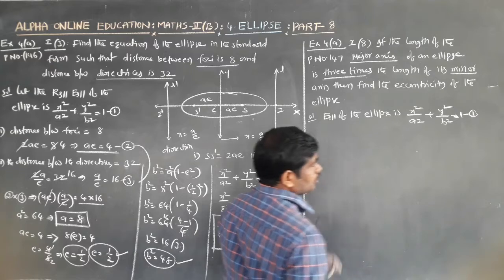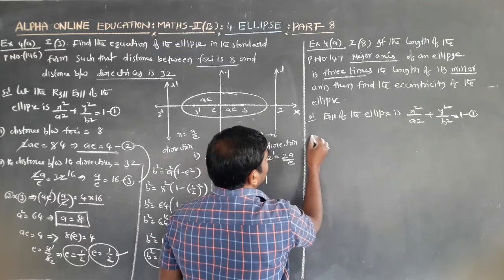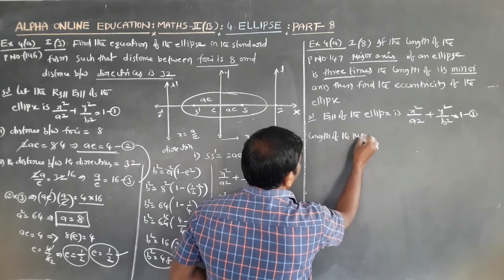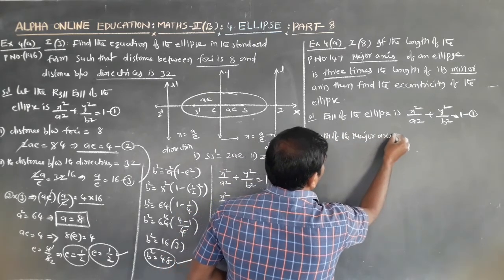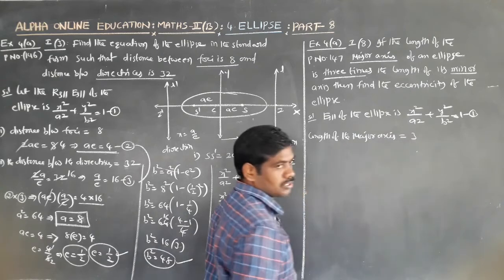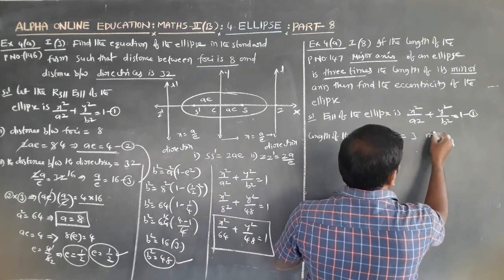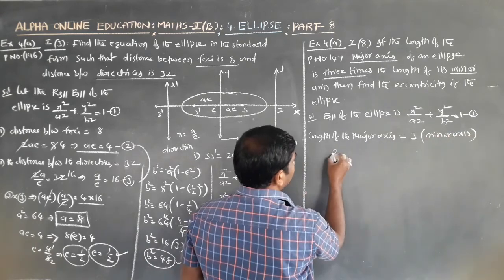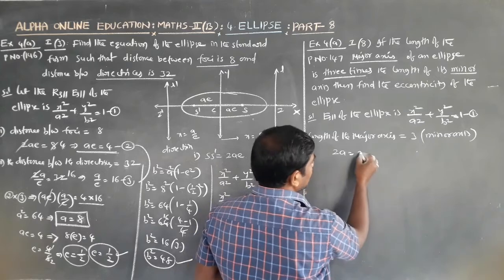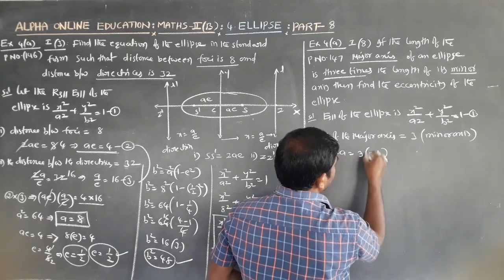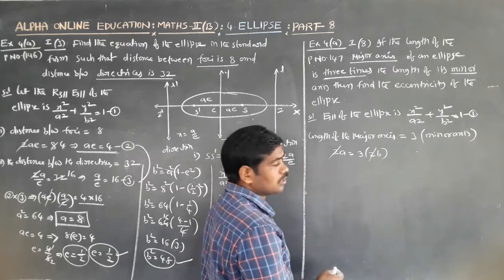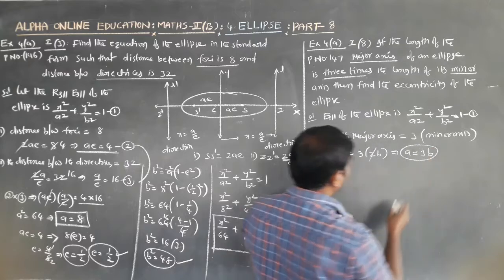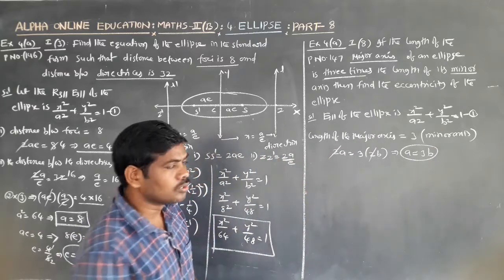Now here the length of the major axis is equal to 3 times the length of the minor axis. Length of the major axis 2a, 3 into length of the minor axis 2b. Both sides 2 get cancelled. So a is equal to 3b.